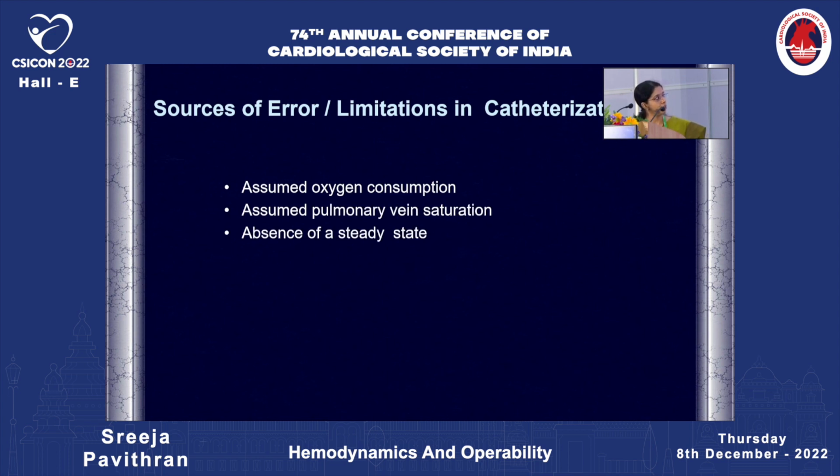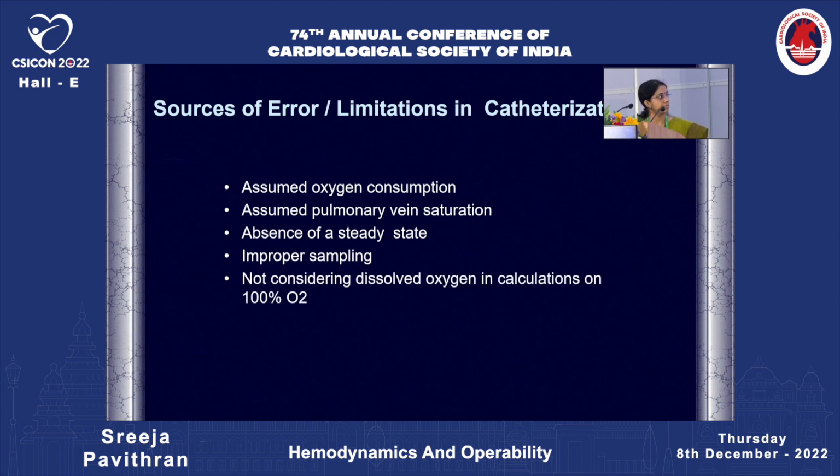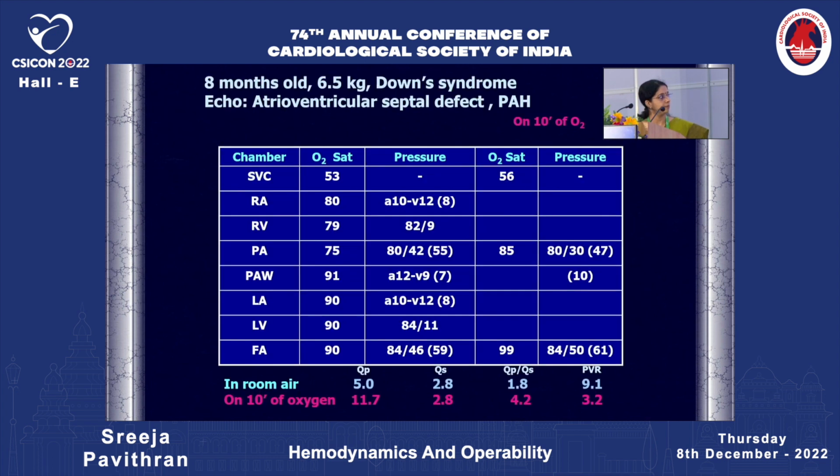Now there are a lot of errors in the cath data. First of all, we are assuming the oxygen consumption, sometimes assuming the pulmonary vein saturation. Then there is an absence of a steady physiological state. Children can become agitated and sometimes they become hyperventilated. So a lot of errors can happen. Improper sampling, I told you the measures to minimize, and not considering dissolved oxygen. This is very, very important. That will lead to error in the calculation of oxygen.